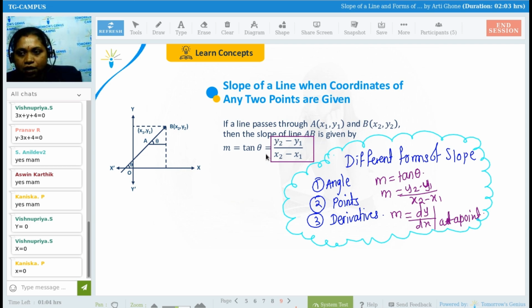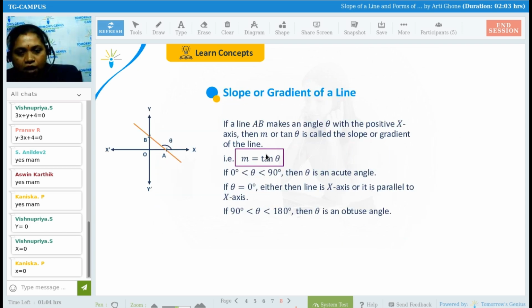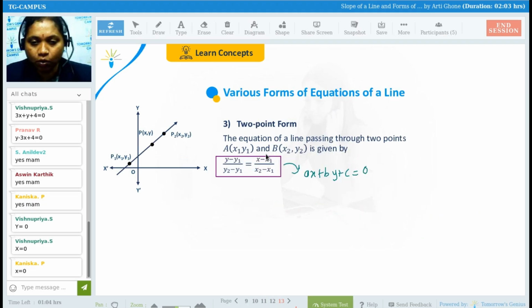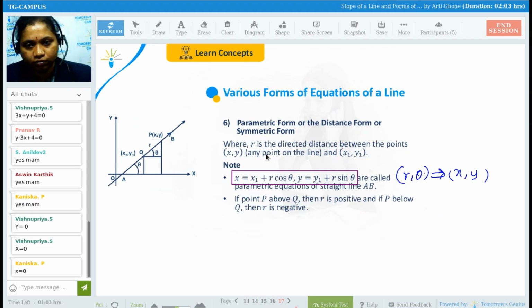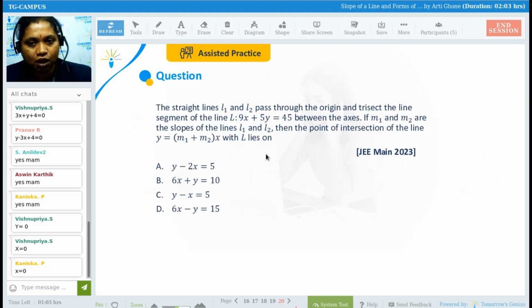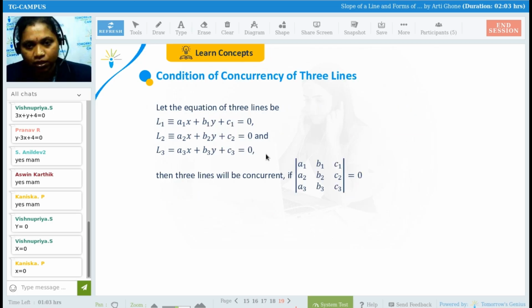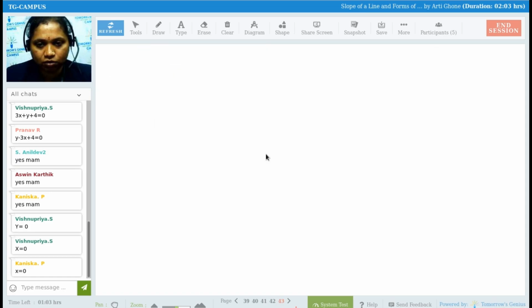Okay, now we'll take the small first thing. All the learned concepts are covered for today, the general equation. Now, the next one is the condition of concurrency of three lines. Before going to the condition of concurrency, I'll just make you understand a new concept. First, we'll take that concept.